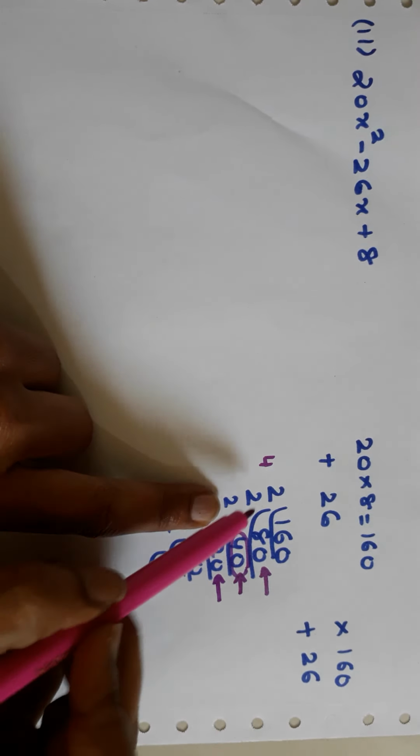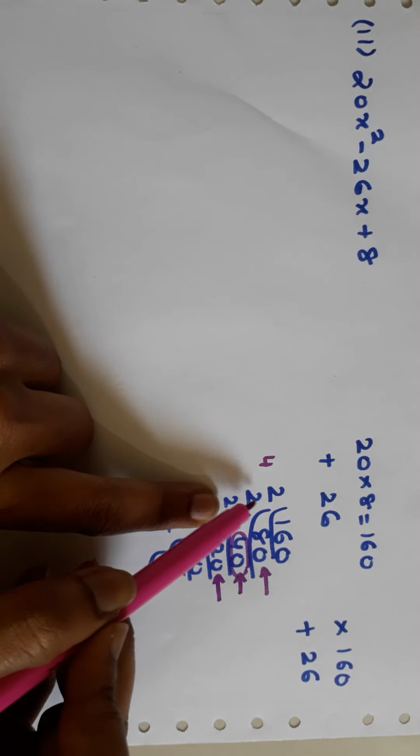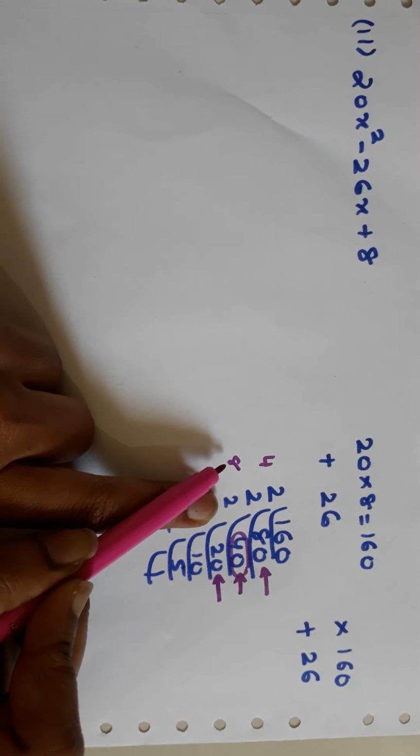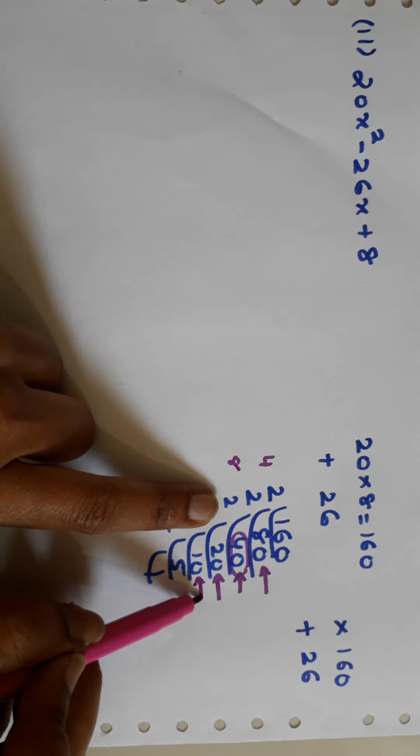On the right you will find the product of 2, 2 and 2, that is 2 into 2 is 4, 4 2s is 8. 20 into 8 is 160, but 20 plus 8 is 28 and not 26. Go to the next number, 10.